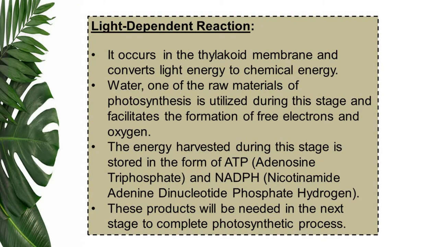Let us discuss first light-dependent reaction. It occurs in the thylakoid membrane and converts light energy to chemical energy. Water, one of the raw materials of photosynthesis, is utilized during this stage and facilitates the formation of free electrons and oxygen. The energy harvested during this stage is stored in the form of ATP or adenosine triphosphate and NADPH or nicotinamide adenine dinucleotide phosphate hydrogen. These products will be needed in the next stage to complete photosynthetic process.